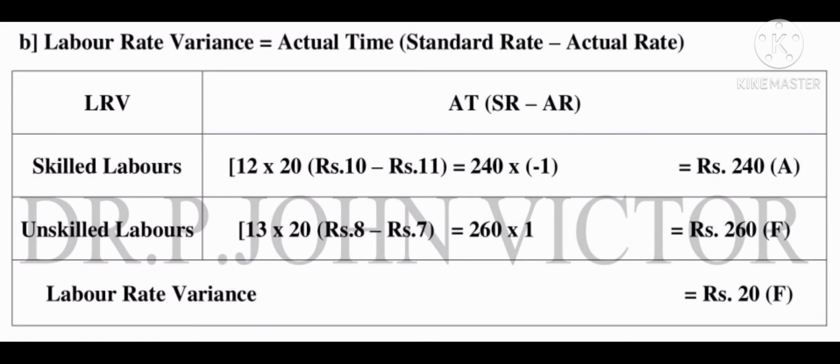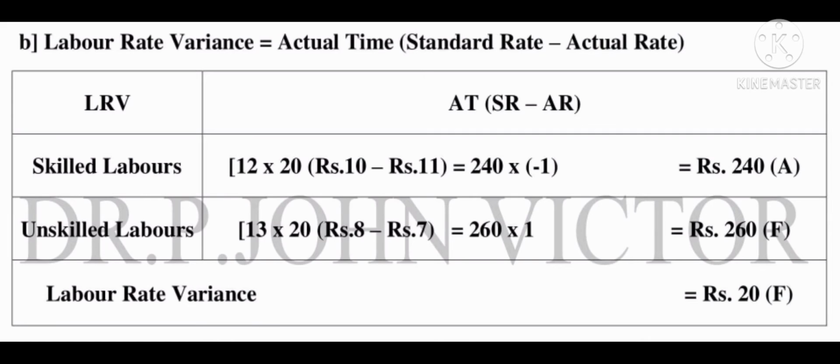Okay, now let's take first the skilled labors. For the labor rate variance of skilled labors, actual time is 12 labors into 20 hours, standard rate minus actual rate, rupees 10 minus rupees 11. Finally, 12 into 20 is 240, 10 minus 11 is minus 1. So in the multiplication there is one minus value, so definitely this is the adverse value. So 1 into 240, 240 adverse.